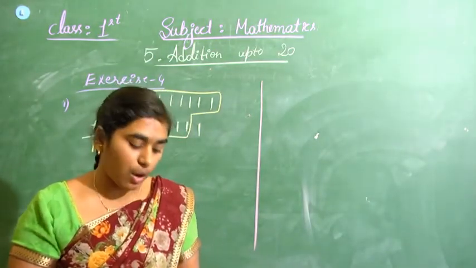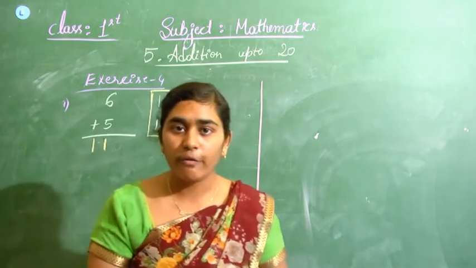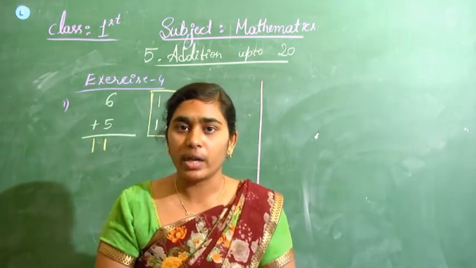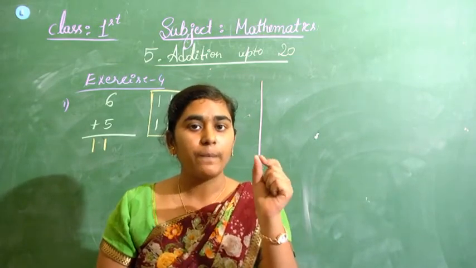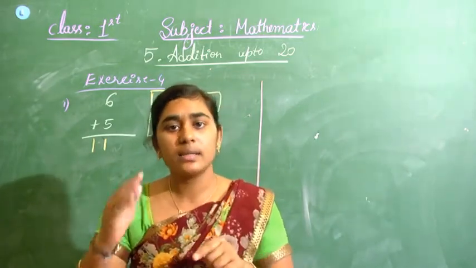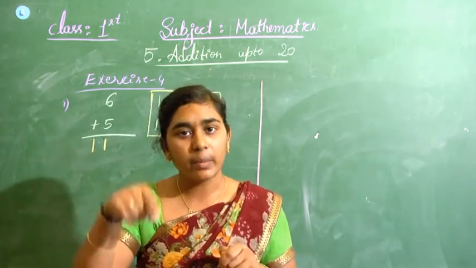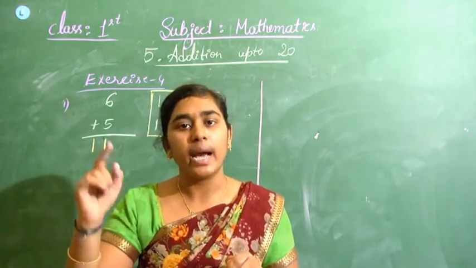So today I am stopping here in exercise 4. The questions which are left out you can solve. Okay children, I hope you understood. Just draw the circles or lines after the number, make a bundle of 10 and add the numbers.